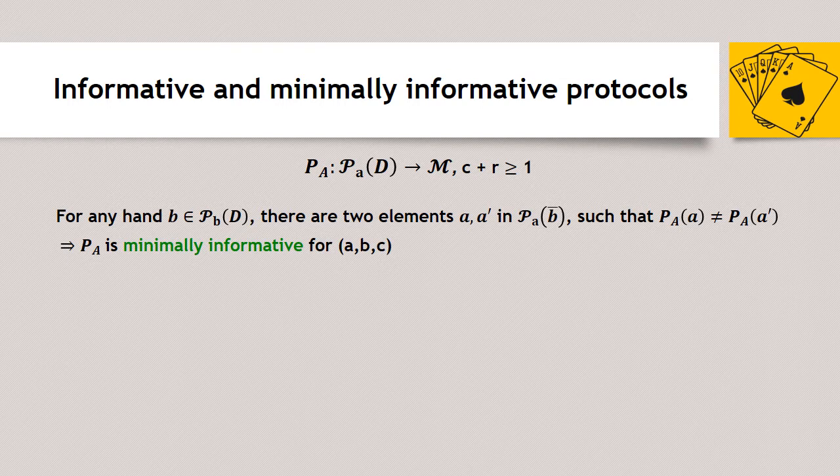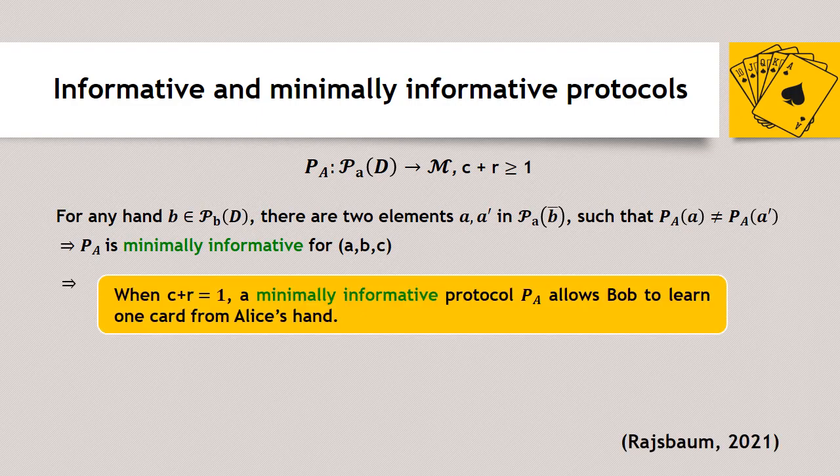Alternatively, for PA to be minimal informative, we only need that for every possible hand B for Bob, there are at least two hands possible for Alice given that Bob holds B, which are differently colored by PA. In particular, for problem instances where C+R is equal to 1, it was shown that a minimal informative announcement protocol for Alice allows Bob to learn with certainty at least one card from Alice's hand.